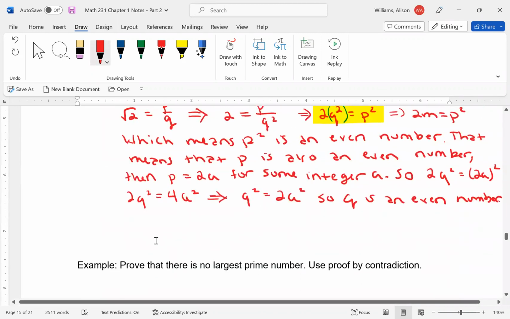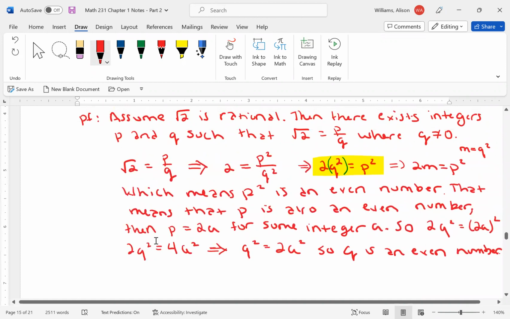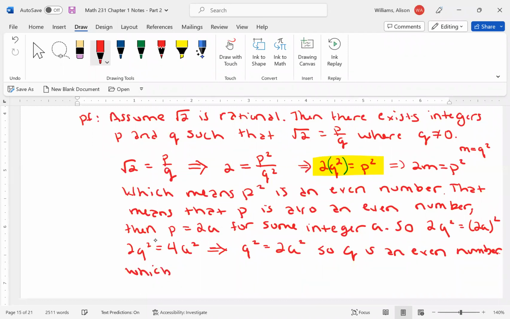Okay, so q is an even number, which means that when we wrote the square root of 2 equals p over q, this is reducible. But that's actually a problem, because we assumed that when we wrote square root of 2 as a rational number, p over q, that it's a fraction that's not reducible. Why would those two have common factors? They wouldn't.